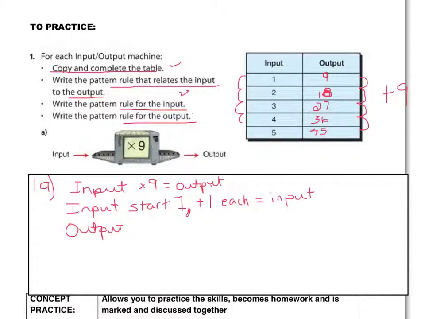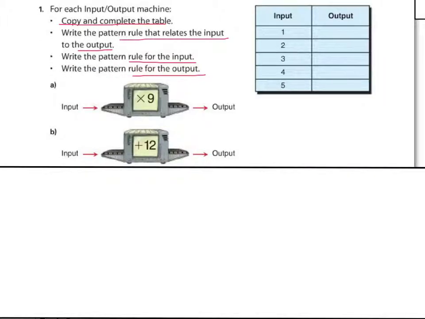So output, oops, sorry, not input, output: start at 9, add 9 each time to equal our other output. So this clearly indicates this is an output to output rule. We are starting at 9 and we're adding 9 each time. Let's confirm that we've done all the parts. We completed the t-table, yes. We wrote the pattern rule that relates the input to the output, yes. Rule for the input, yes. Rule for the output, yes. Perfect.